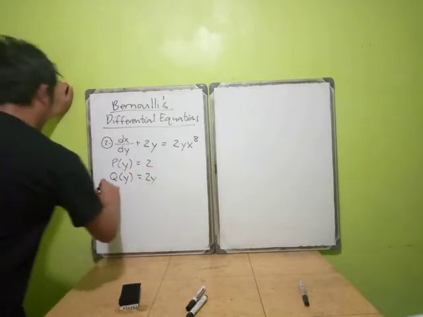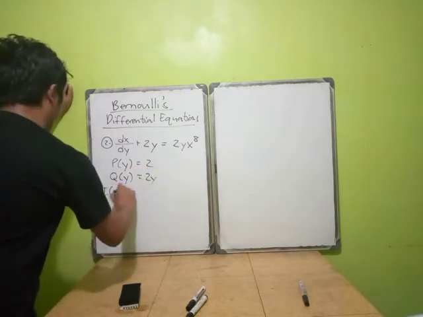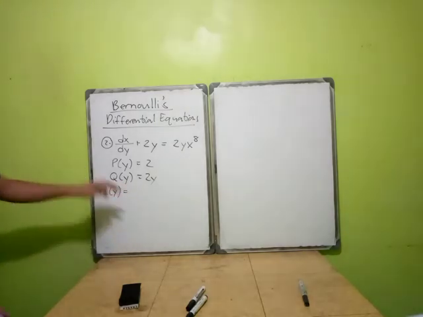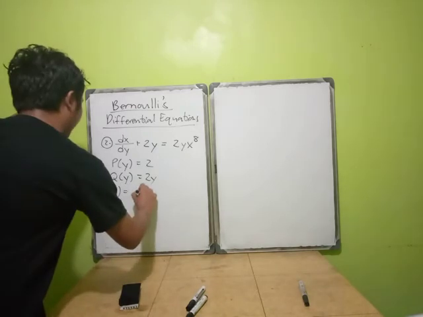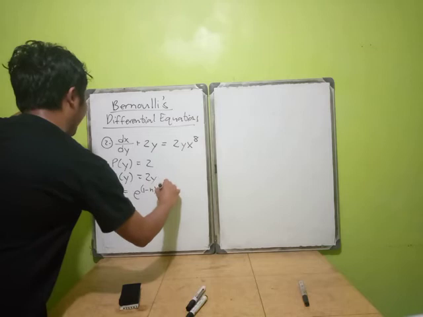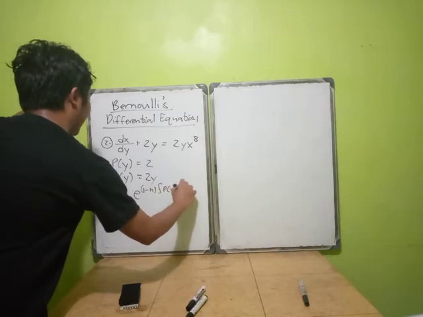And then, the integrating factors natin. So, if I remember it correctly, okay? So, I of y is e to the power of 1 minus n integral of py dy.